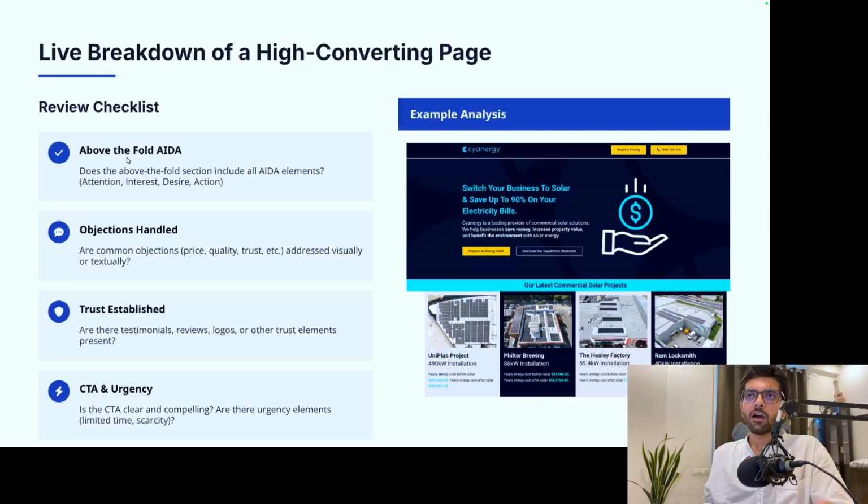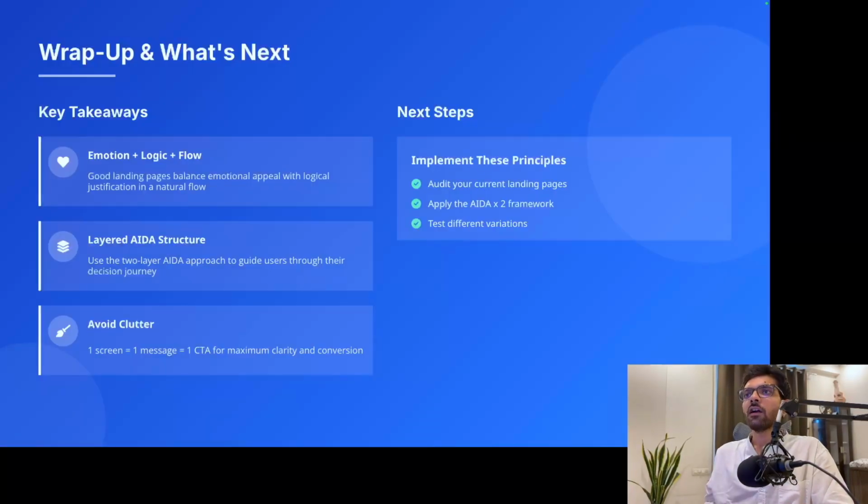Objection handling, above the fold, AIDA, trust established, CTA, and urgency, right? So all the three landing pages we saw, we found these elements over there, and in the other one which we had seen previously, the real estate example, we didn't find these elements right there immediately, right? So that's a wrap. You have to keep in mind emotion plus logic plus flow, right? You have to balance emotion and logic for maximum conversion, and use a layered AIDA structure for capturing attention, while also making sure all the details are provided.